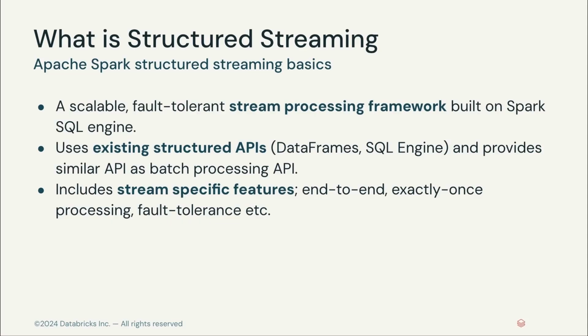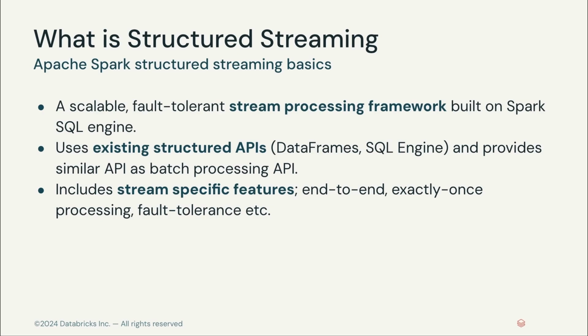Now, I say SQL, you might say sequel. That's just the way I've always said it, is SQL, and so I'll say Spark SQL engine. So we have a stream processing framework, a means by which we can process in a fault-tolerant and scalable way our data streams that might be coming in.